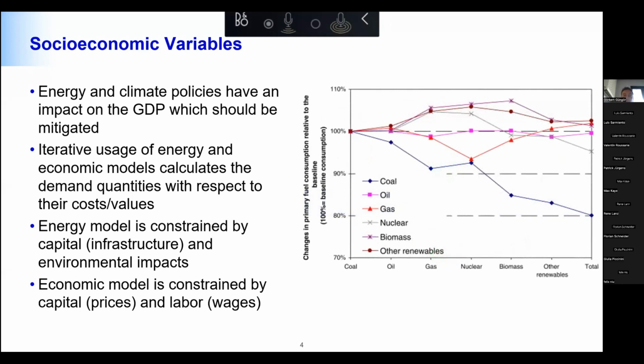And again, the energy models mostly foresee a major transition in the energy system, considering the energy and climate policies, usually a reduction of fossil energy sources like coal and oil. But these transitions also have a big impact on the production and the economy. So these have to be taken into account with the evaluation of prices and wages.